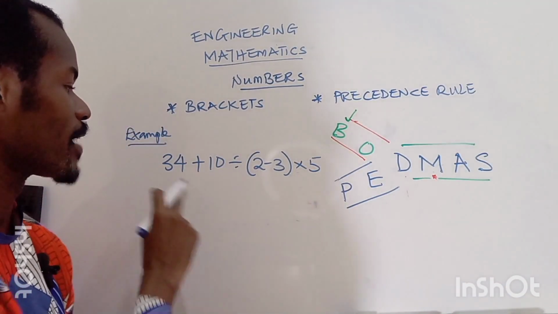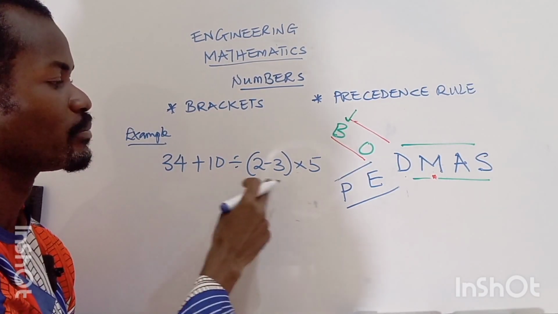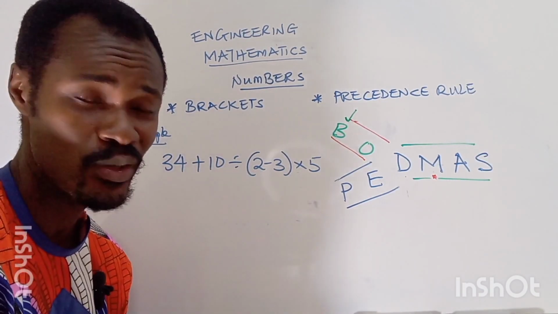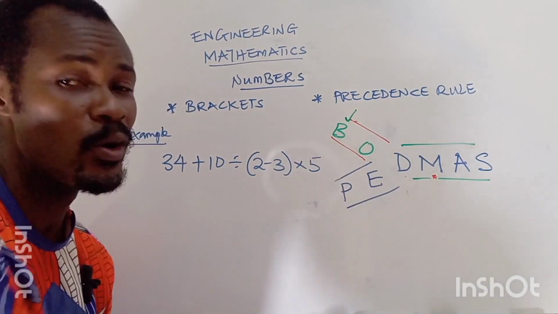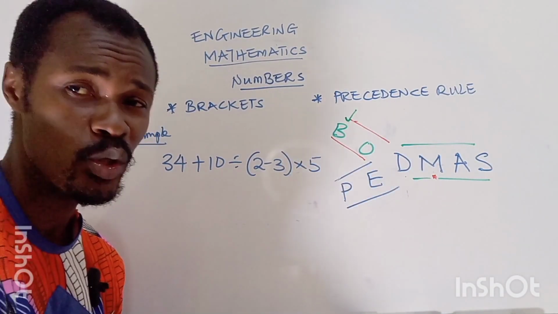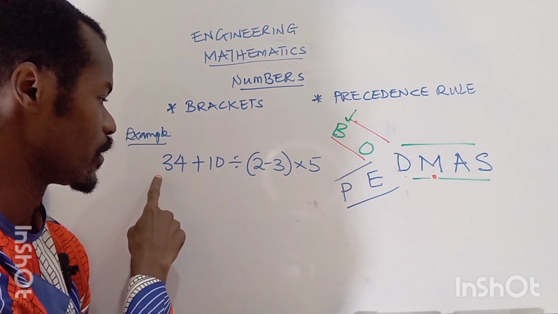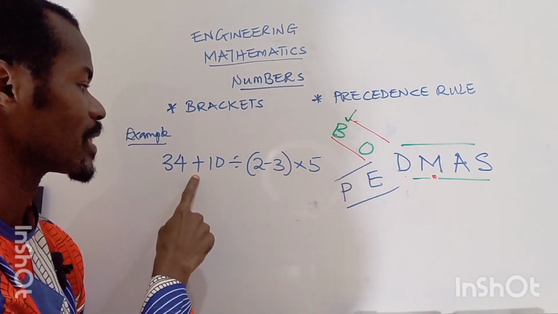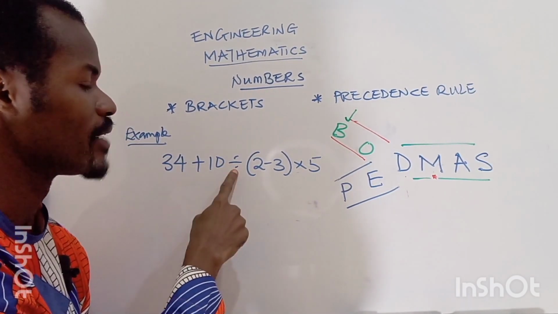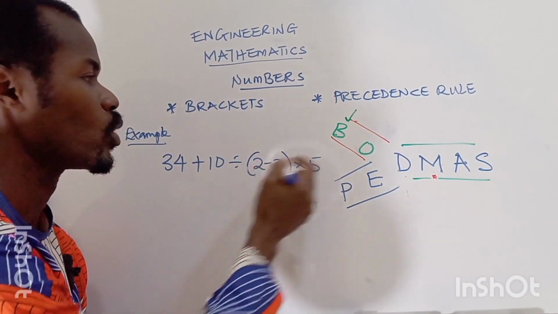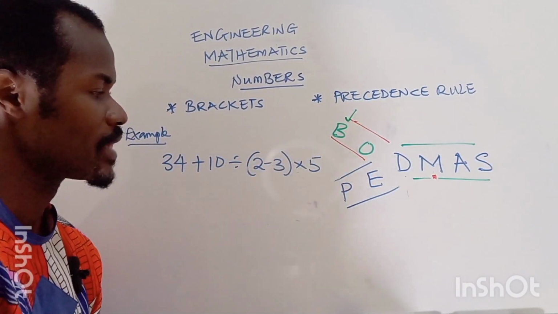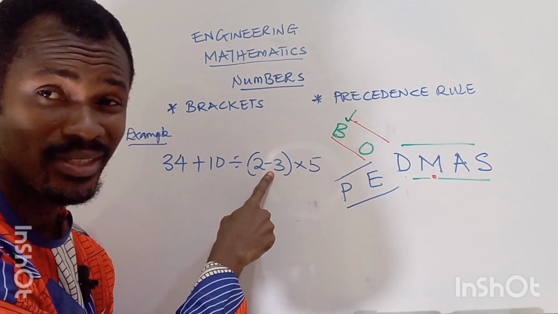Now the question is we have 34 plus 10 divided in bracket 2 minus 3 times 5. Now following our precedence rule of BODMAS or PEDMAS, we have to know what to work first, following the order from left to right. Now we have addition, we have division, we have bracket. Now I know that I have to work on the bracket first. Now within the bracket, we have just one single operation.